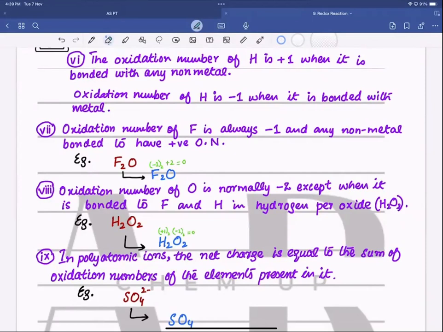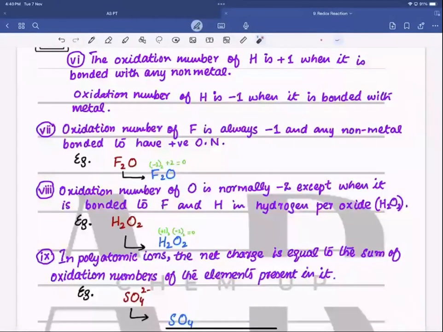Sir, can you please repeat again? Yes. When fluorine forms a compound, fluorine always stays -1. Its oxidation number never changes. So if fluorine is -1, then the other element bonded to fluorine must have a positive oxidation number, because opposite oxidation numbers attract each other. If they have the same charge, they are not going to attract each other, right? Now, is this point clear or not?